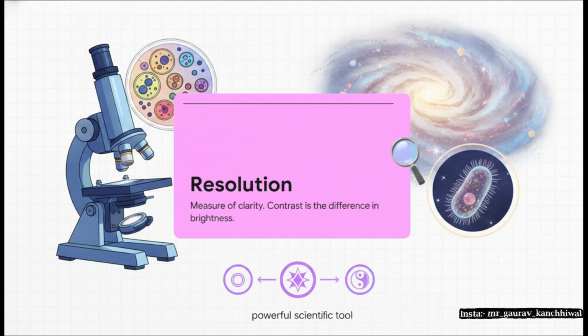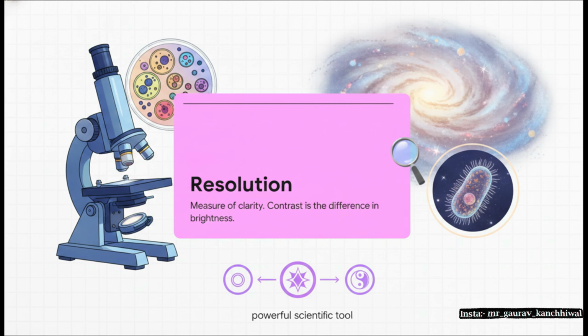So the crucial point is that magnification alone is just not enough. If you just blow an image up 100 times, it's just going to be a giant blurry blob. To turn the microscope into a truly powerful scientific tool, scientists had to drastically improve two other main features. First up is resolution, which is the actual measure of clarity. It's how sharp the image is.